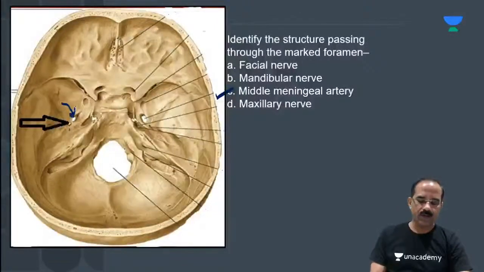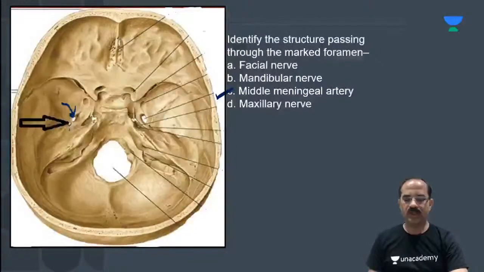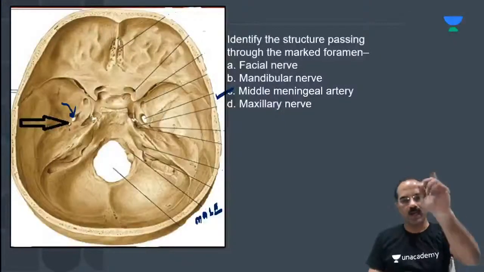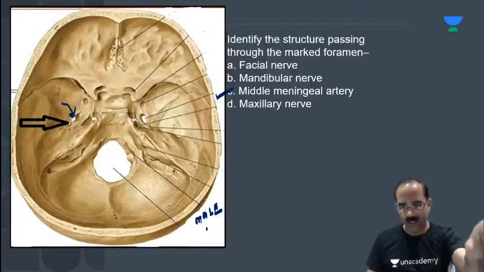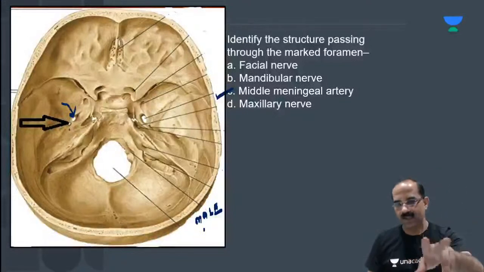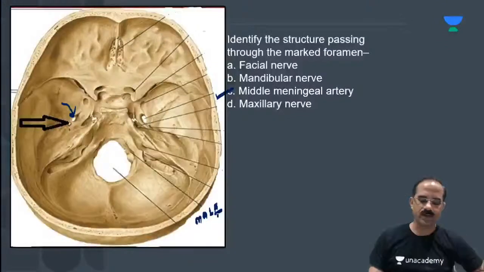What is this foramen? Anyone? Come on, students. What is that foramen? Yes, very good. That's the foramen ovale, and you must know the MALE structures which pass through the foramen ovale. M, mandibular nerve. A, accessory meningeal artery. L, lesser petrosal nerve. E, emissary vein.